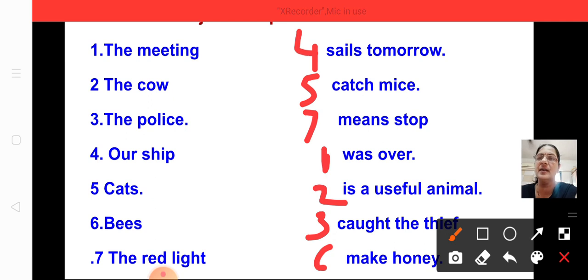The police is the subject. What is police? Caught the thief will be the predicate. Our ship sails tomorrow. Cats catch mice. Bees make honey. The red light is the subject. Means stop is the predicate. So understood what is subject and predicate?